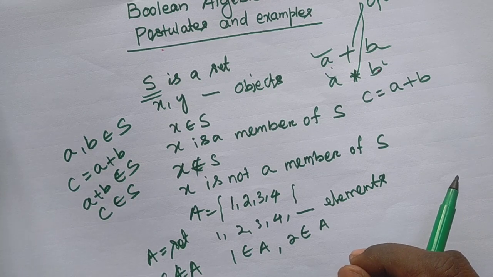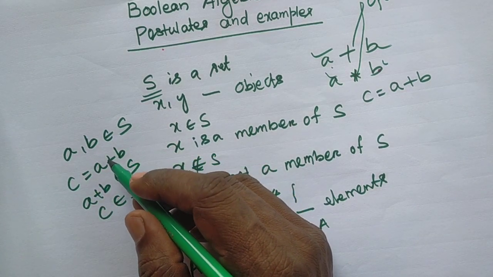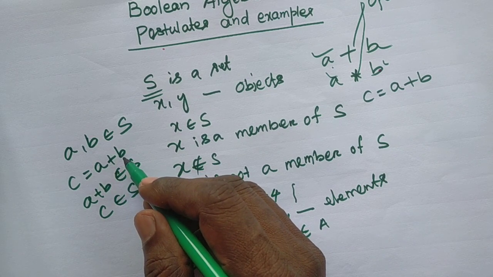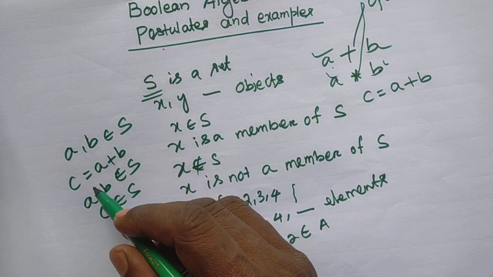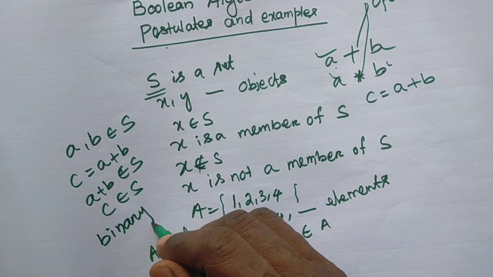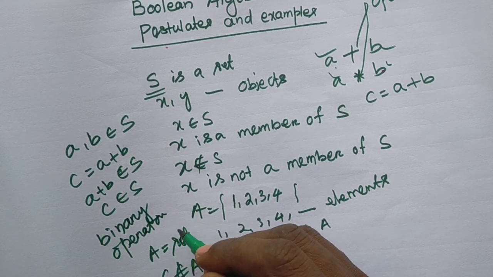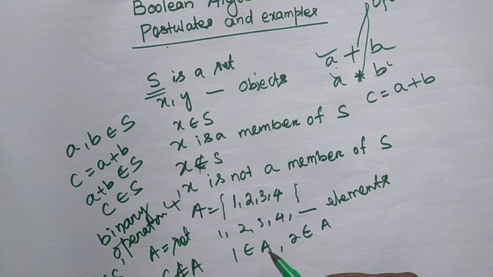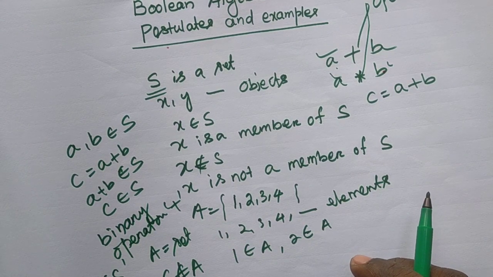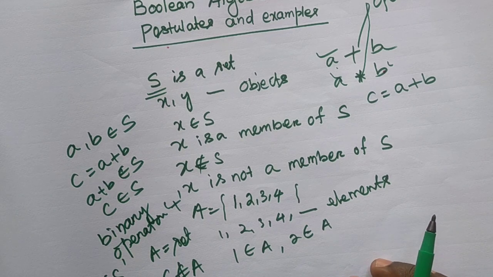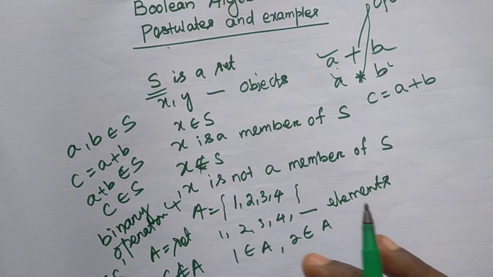Once again, suppose A, B belong to S, and we apply the binary operator on S. Suppose C is equal to A plus B, the addition operator applied on the set S. If C is equal to A plus B and C belongs to S, then the binary operator is satisfied in S. When I apply the binary operator, the result also belongs to S. Then we can say this is a binary operator if all values are satisfied.